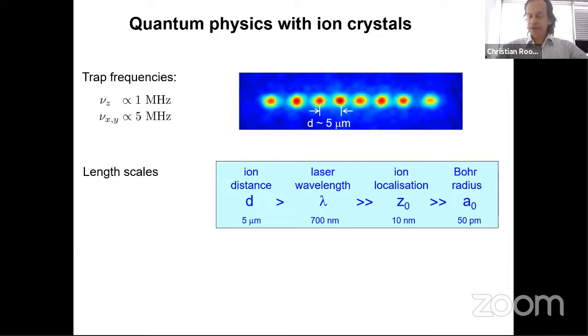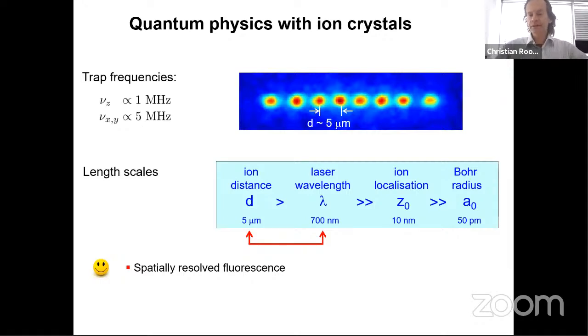And then there is another length scale that is of interest, which is the length scale to which we can localize ions by laser cooling, which is on the order of 10 nanometers. And finally, the smallest length scale in our problem is the Bohr radius, which determines what is going on at the level of atomic interactions. And you can see that we have a good separation of these length scales. This is interesting for a couple of reasons. It is very helpful because you can see that the ion distance is much bigger than the laser wavelengths.